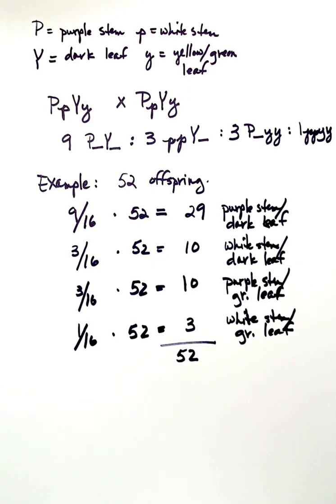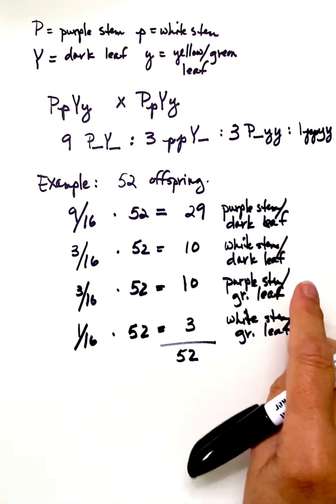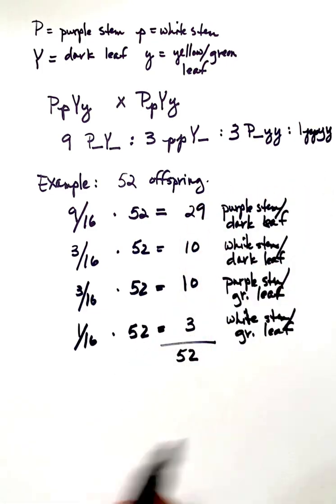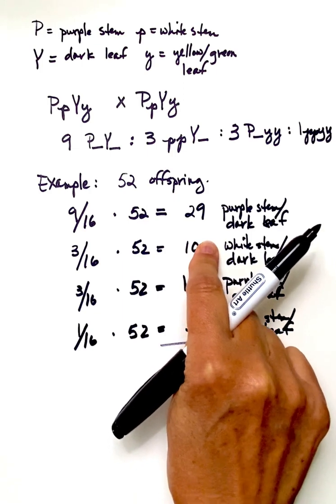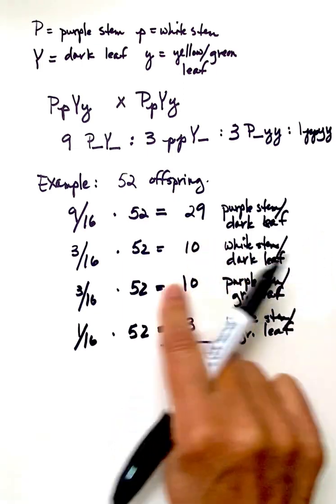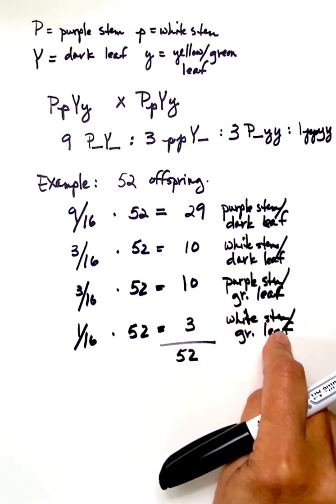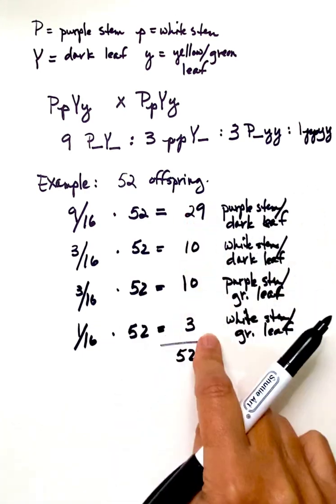I will tell you right now, that is not what I got. And so why didn't I? Why did I get different numbers? Like I got fewer of these and more of these. Now this one, that number is pretty close. I had 22, and it says I should have 29. This says 10, I had 2. This says 10, I had 6. So that's pretty close. And this one says I should have 3 with white stems and green leaves, and I had 22 of those. That doesn't match up now, does it?